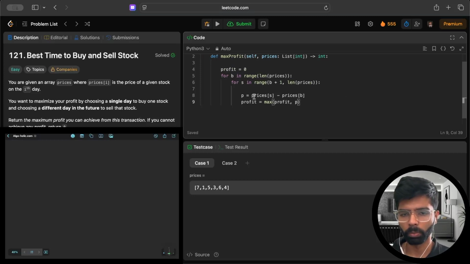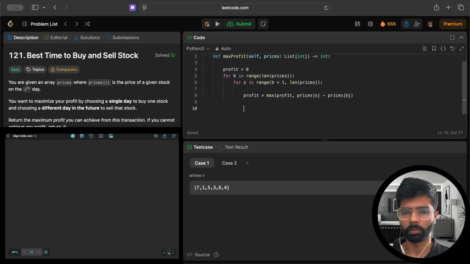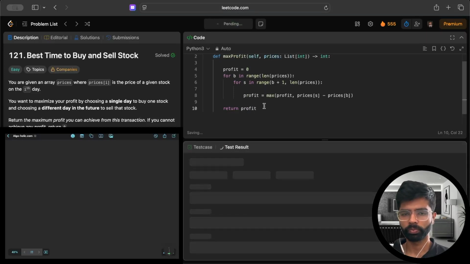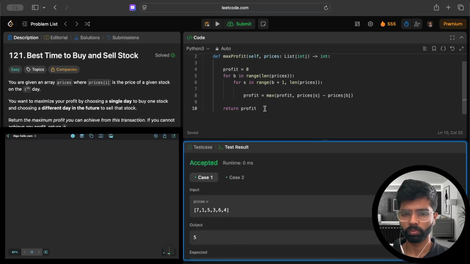We can also simplify this by just doing this. So yeah, that's about it. Yep, this works.